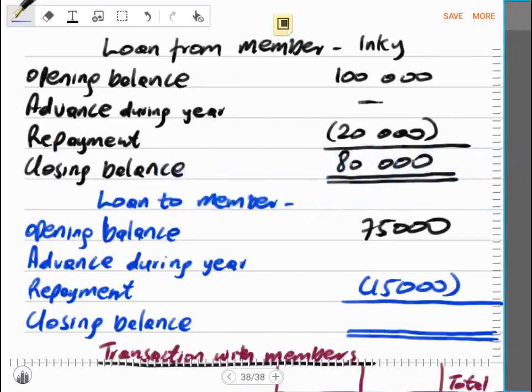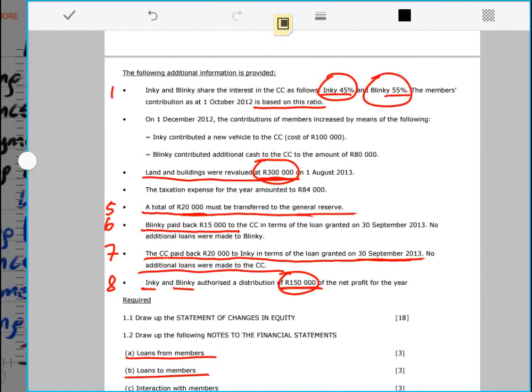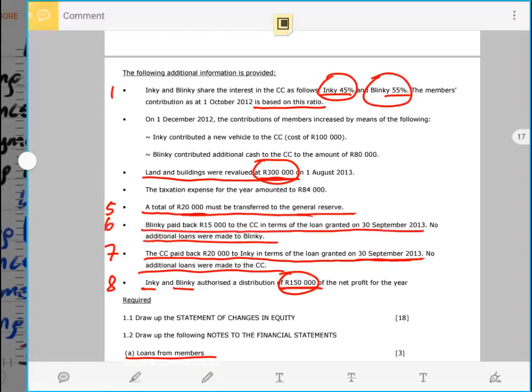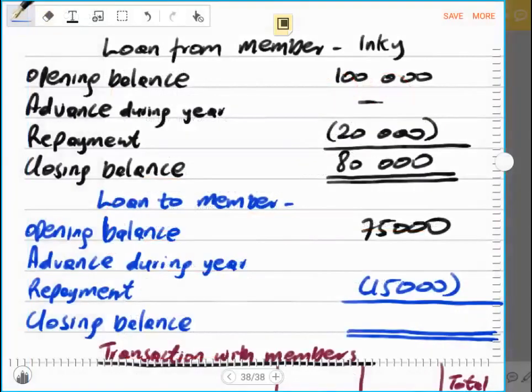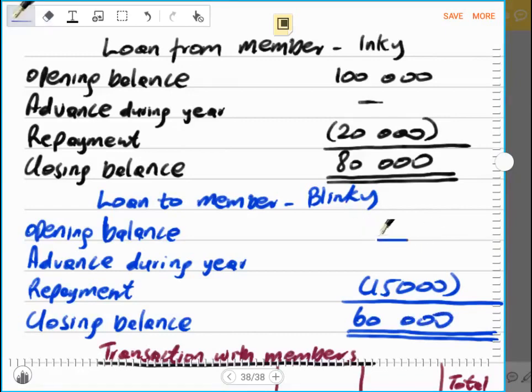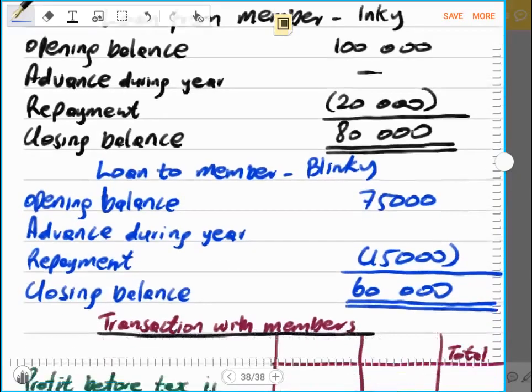Then we go and check what else we can see in this transaction. Blinky paid 15,000 rands to the CC on the loan that was granted 30th of September 2013, and no additional loans were made to Blinky during the year. So now there is no other loan. Then this was a loan to member Blinky. Therefore now 75,000 rands minus 15,000 rands should give you 60,000 rands. Therefore now we have a closing balance of this loan as 60,000 rands.